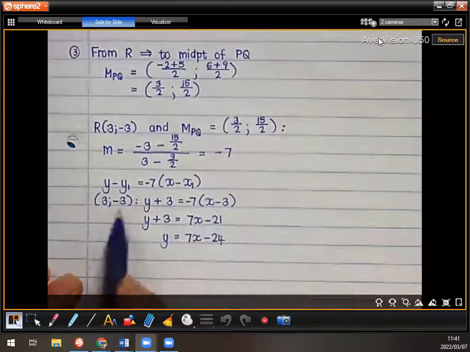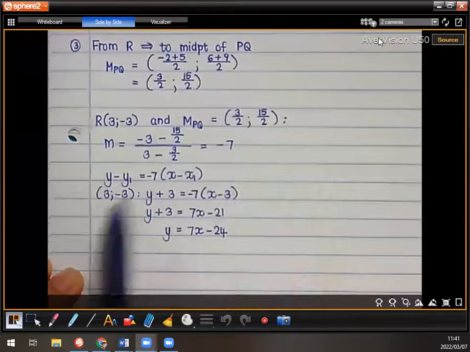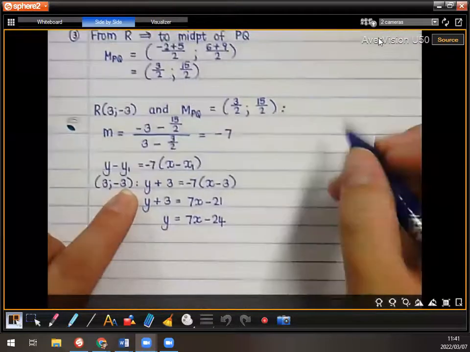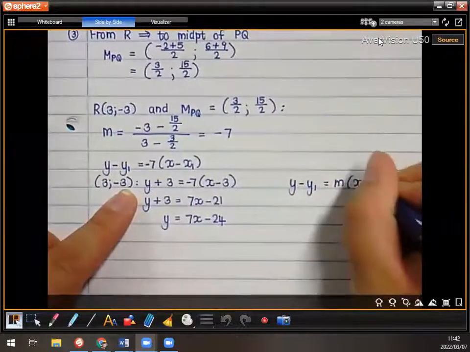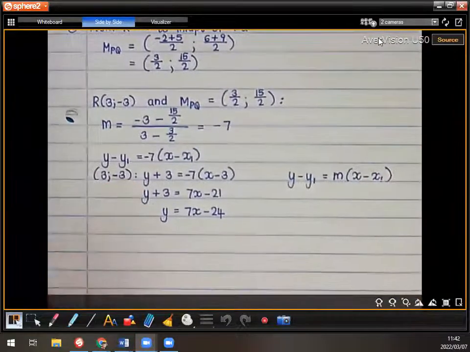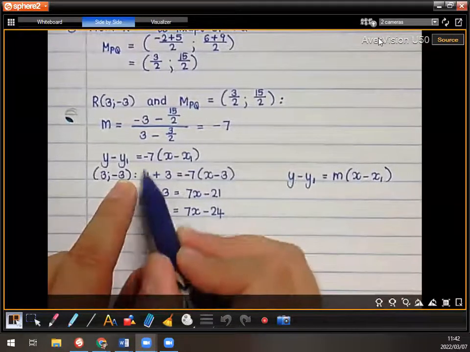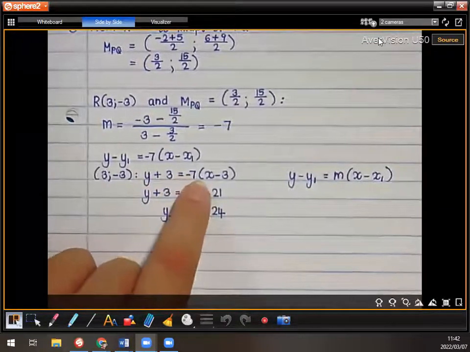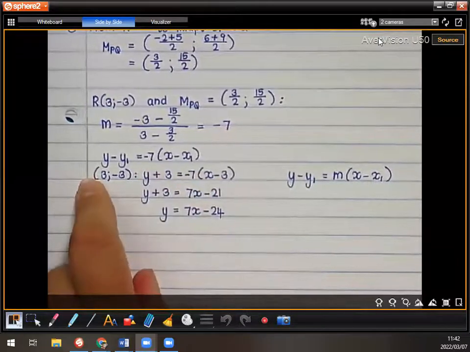All right, so when you're subbing in your point, again, guys, I decided to sub in the point with whole numbers, just because it would be easier. So your y value is negative 3. Now, guys, do we understand why it's now y plus 3? That formula is y minus y1 equals m times x minus x1. So what is y minus negative 3? Y plus 3, right? That's where that y plus 3 comes from. Equals the gradient, which is negative 7, times x minus your x value, which is 3.